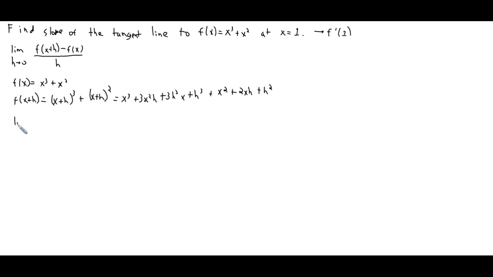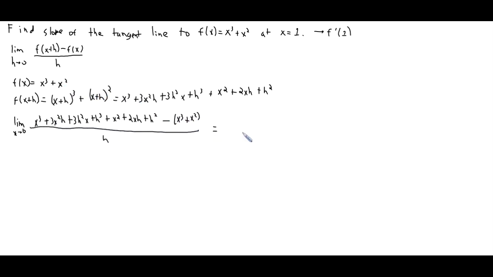And so now we plug everything in. So the limit as h approaches 0 of x cubed plus 3x squared h plus 3h squared x plus h cubed plus x squared plus 2xh plus h squared minus f of x, so in parentheses, x cubed plus x squared. Don't forget those parentheses. And then you divide all of that by h.